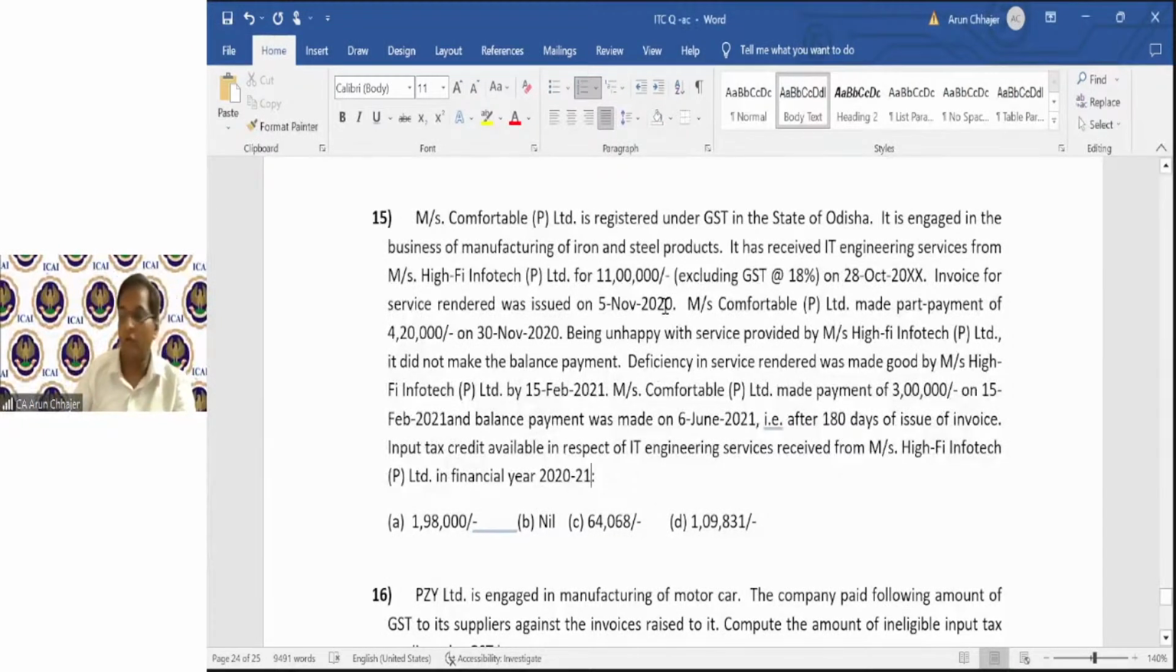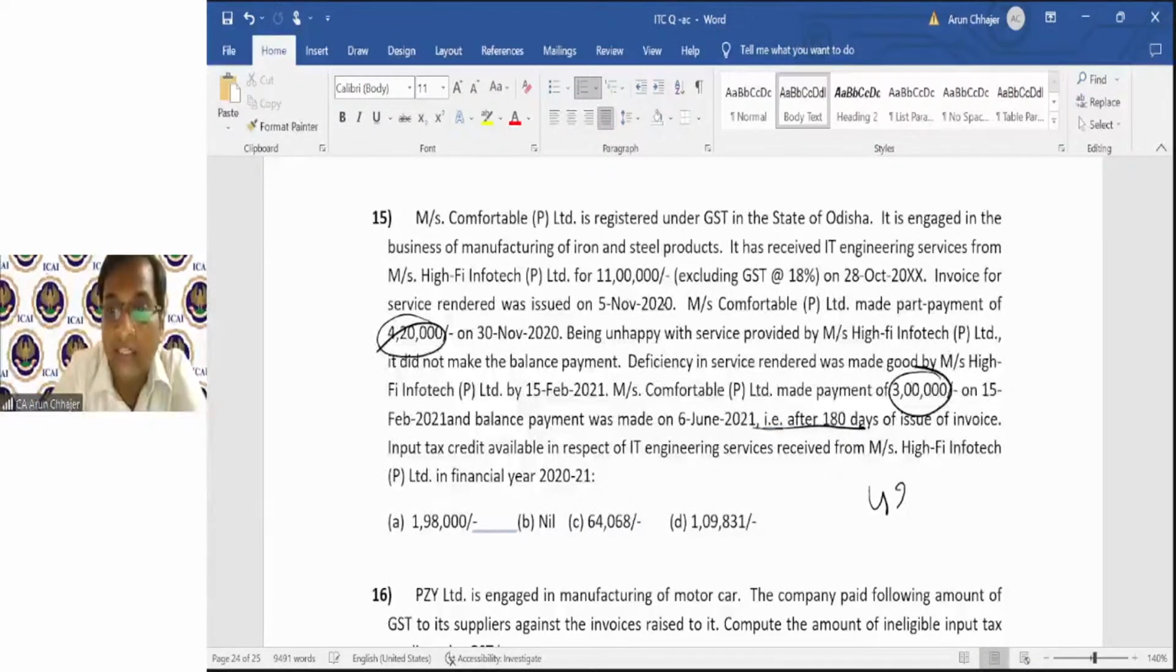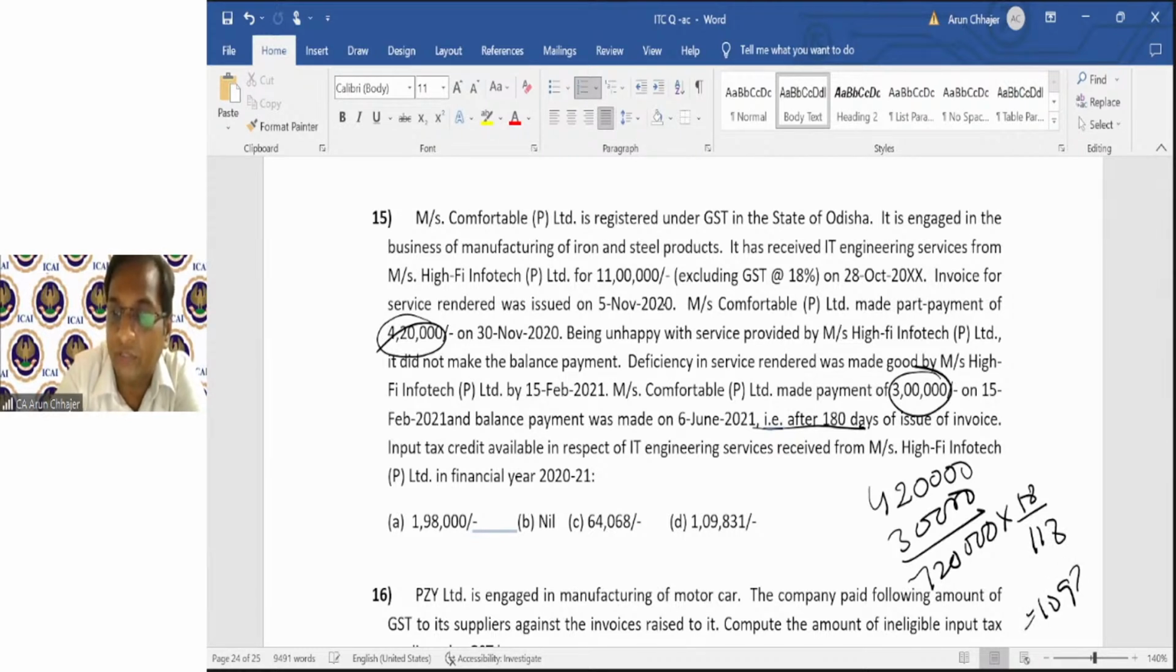Correct. So we can only conclude that he can take the ITC of 4 lakh 20, no problem. He can take the ITC of 3 lakh, no problem. He cannot take the ITC, the part which is being paid after 180 days. He has to reverse that ITC. In nutshell, I can say, so 4 lakh 20 and 3 lakh. This much of the payment is being made, right? Into 18 divided by 118, amount comes to 1,09,831.